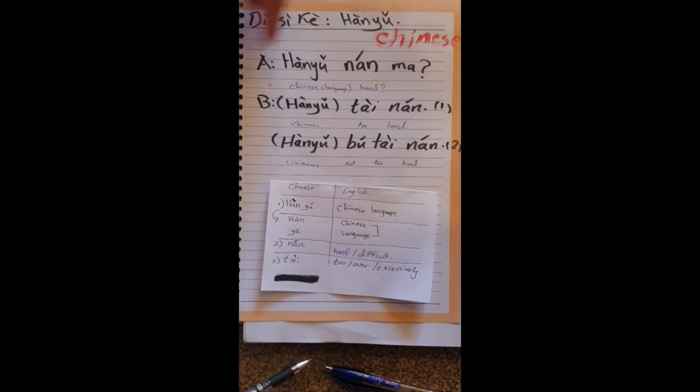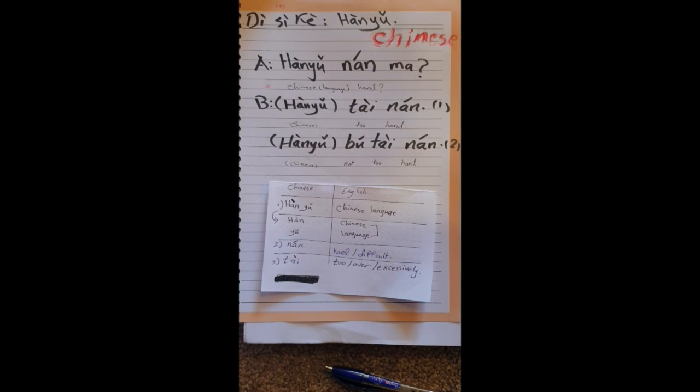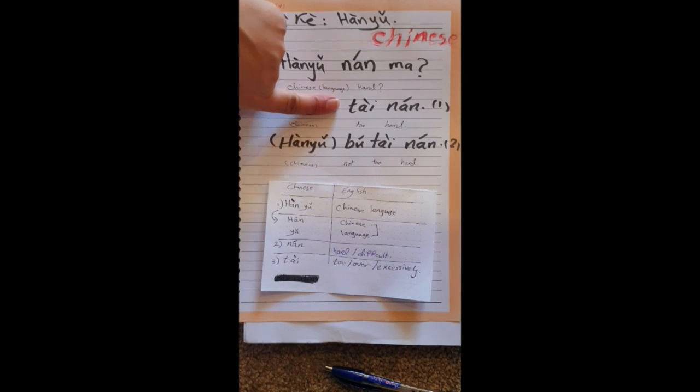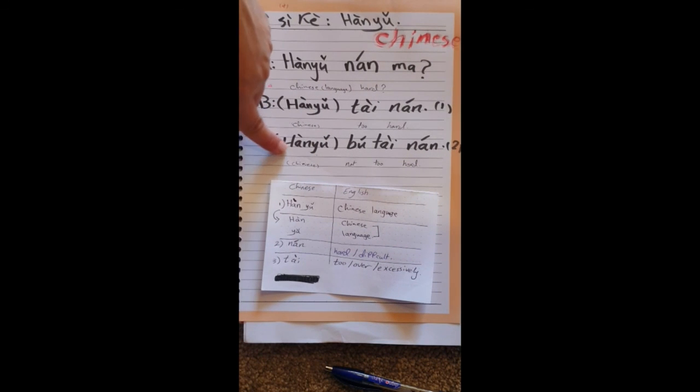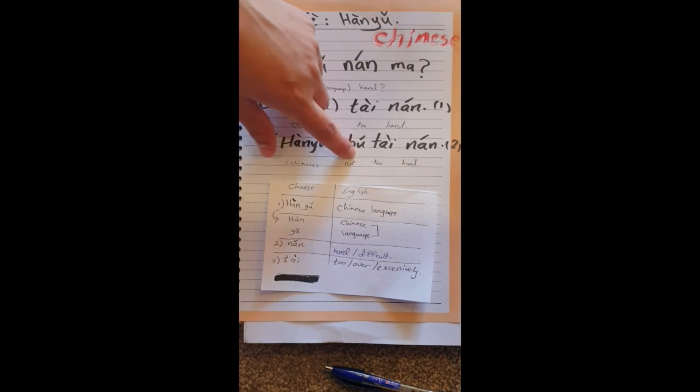So again, let's repeat. A is asking, 汉语难吗? 汉语难吗? 汉语难吗? So repeat after me. 汉语难吗, is Chinese hard? 汉语难吗? So B will answer with two answers. The first one, it will be yes, it's very hard. So it's going to be 汉语太难 or 太难. Or he's going to say a negative answer. So 汉语不太难 or 不太难 without 汉语. So we have the positive, the negative one, and we used Bu.